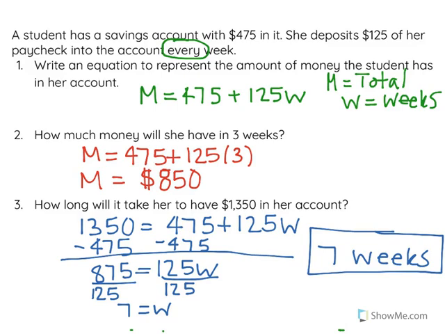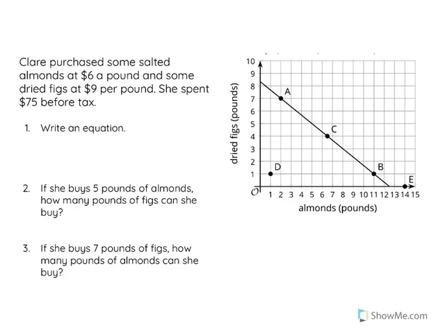Let's look at one more problem. So here we have a graph. It says Claire purchased some salted almonds at $6 a pound and some dried figs at $9 a pound. She spent $75 before tax. So what we want to do is write an equation.